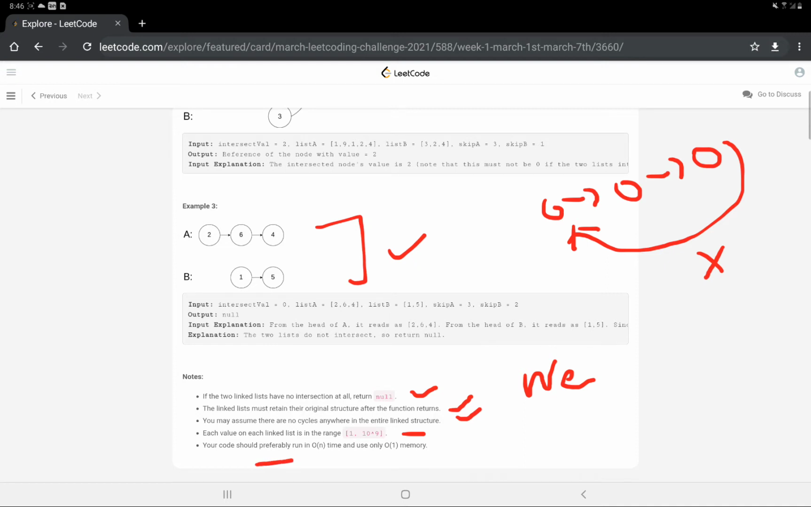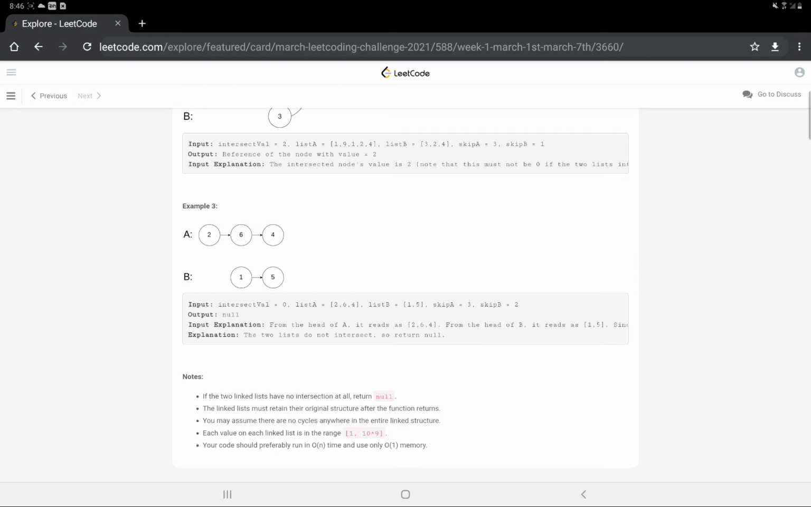Also, the constraint given to us here is that we should run it in O of n time, that is, we should traverse only once. We also cannot use extra memory space, so we have to do it in O of 1 memory space. These are the things given to us, and let's see how we will approach this question.